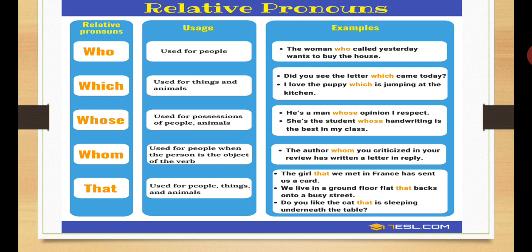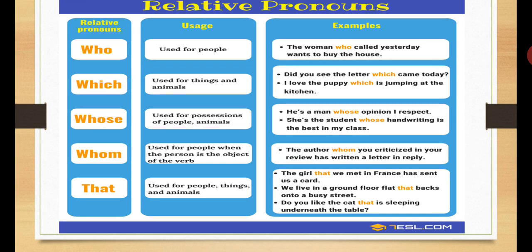Whom is used for people when the person is the object of the verb. For example, the author whom you criticized in your review has written a letter in reply. That is used for people, things, and animals. The girl that we met in France has sent us a card. We live in a ground floor flat that backs onto a busy street. Do you like the cat that is sleeping underneath the table? So, all these are relative pronouns.